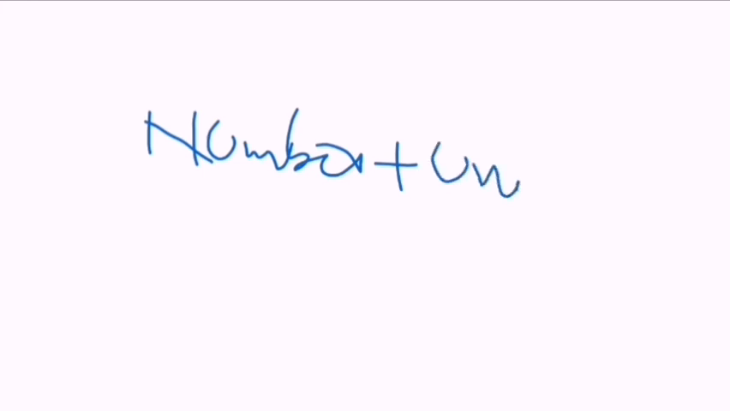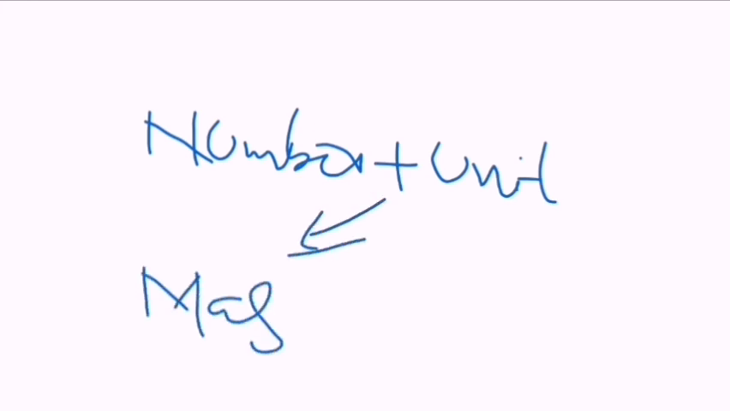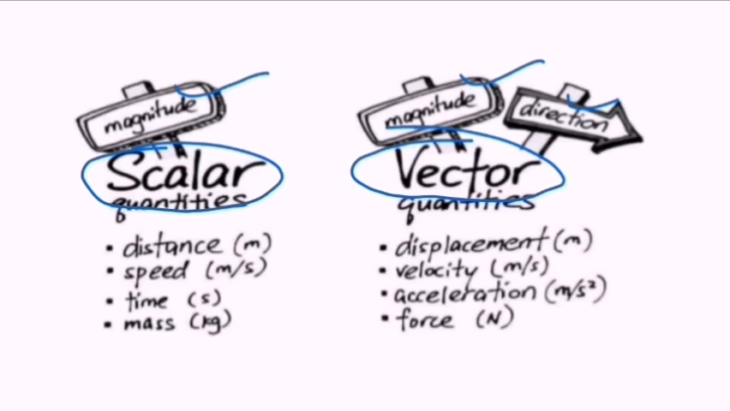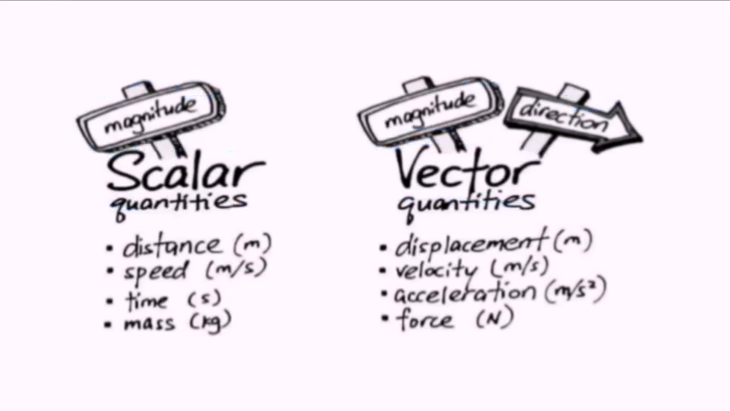Magnitude is number plus unit is called magnitude. So the scalar quantity has only magnitude, but vector quantity has magnitude as well as direction.